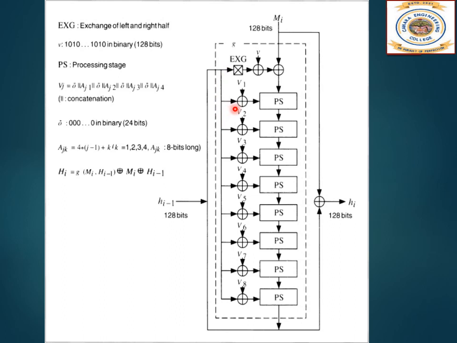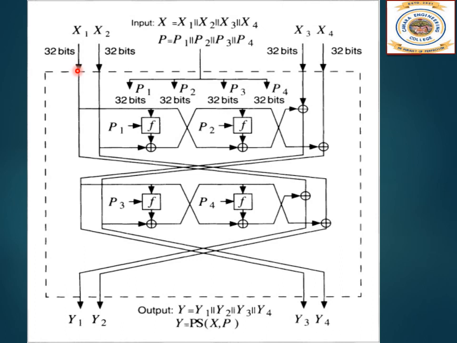It is XORed with one of 8 binary constant values. You can observe here V1. This is the binary constant value. One processing stage is given here. Previously we have seen that we have 8 processing stages. So here one processing stage is explained.